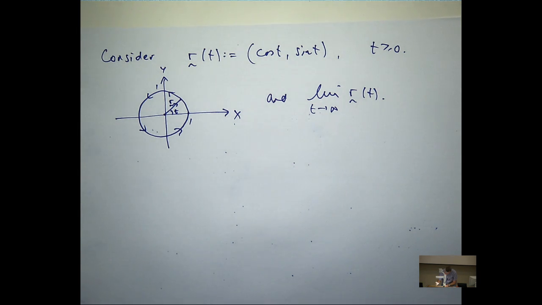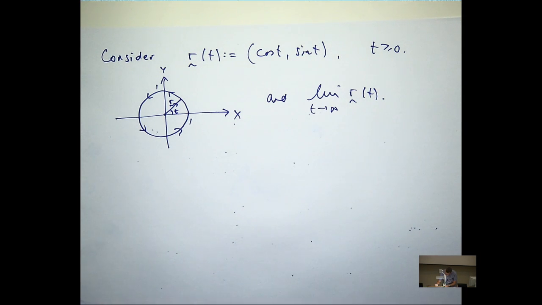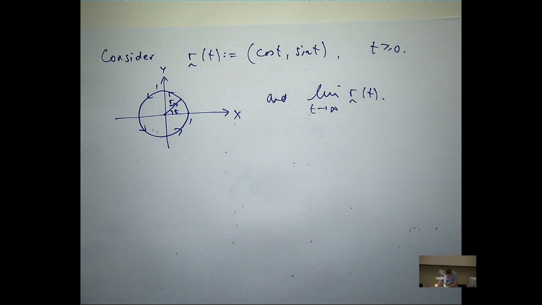Yes? Yes, that's good. I like that. So cosine t and sine t don't have limits as t goes to infinity because what do they do? They just oscillate between -1 and +1, right? They never approach anything. So that's perfect. So this limit doesn't exist because the limits of the component functions don't exist.